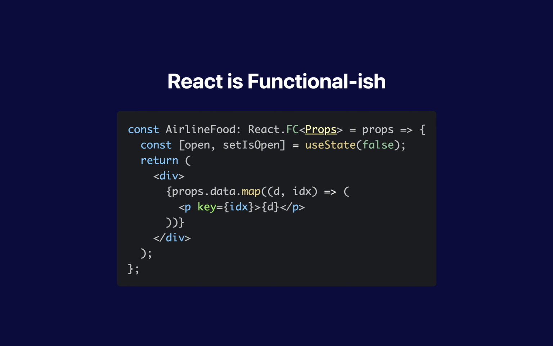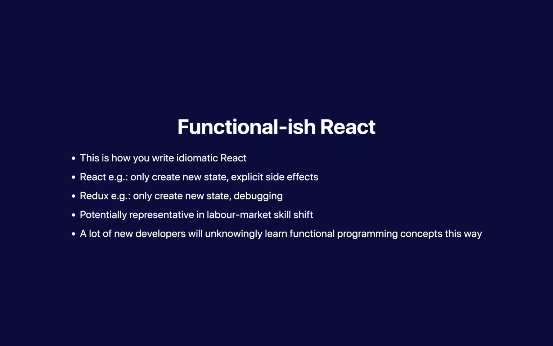It's important to be aware of this for a few reasons. The first is that this is how you write idiomatic React. You can use a for loop in there, but you probably won't. And it would be very strange and unusual to see that. When using React and/or Redux, you're only ever going to be creating new state, excluding that one case where you're changing what's in state in a class. Your side effects will need to be explicit, and specifically for Redux, it really does make debugging very tremendous and beautiful and elegant.